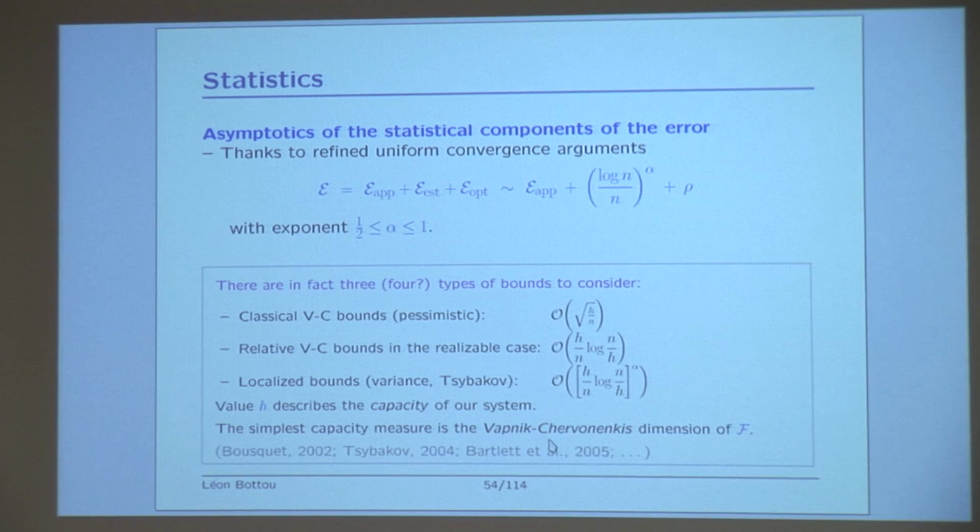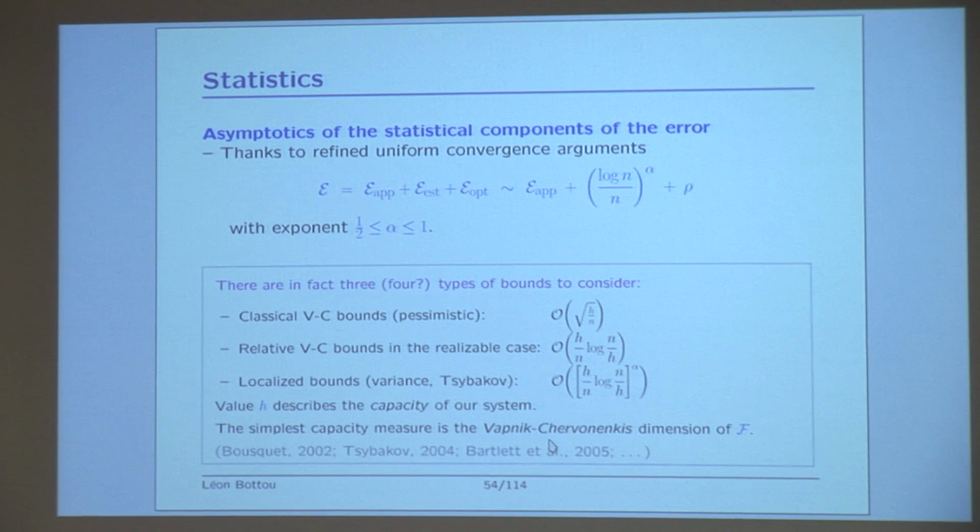There are some complicated uniform convergence arguments that say that this sum has the same asymptotic behavior as the approximation error plus (log n over n) to the power alpha, with alpha between 1/2 and 1, plus rho, the optimization error. And in fact, there are three types of bounds that go there. You have the classical VC bounds, where you have a square root of 1 over n, and they're known to be pessimistic. You can tweak the VC bounds in the realizable case, when you know that you can reach a training error that's 0. You can change them into 1 over n.